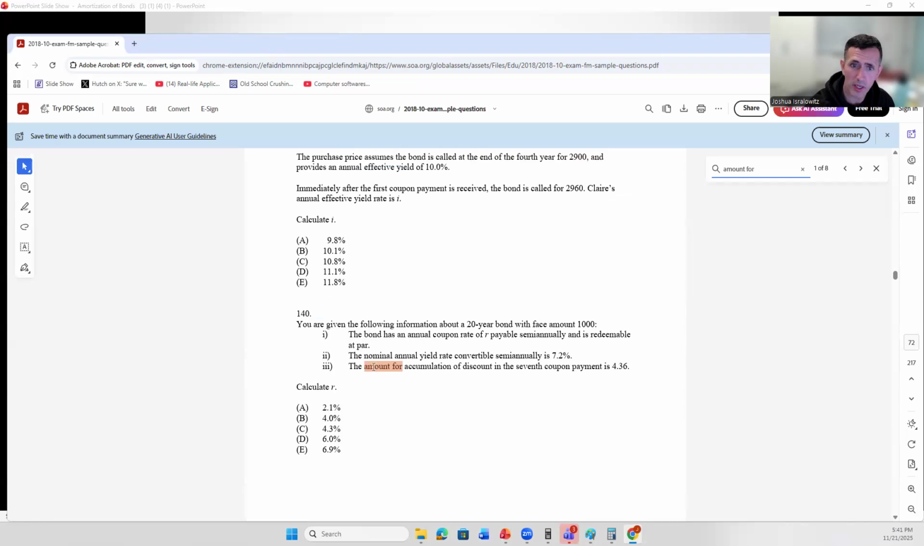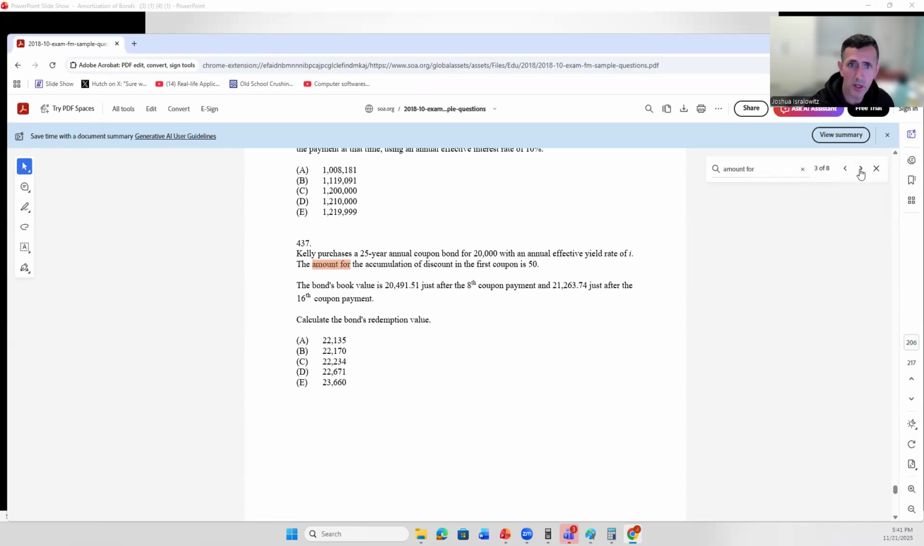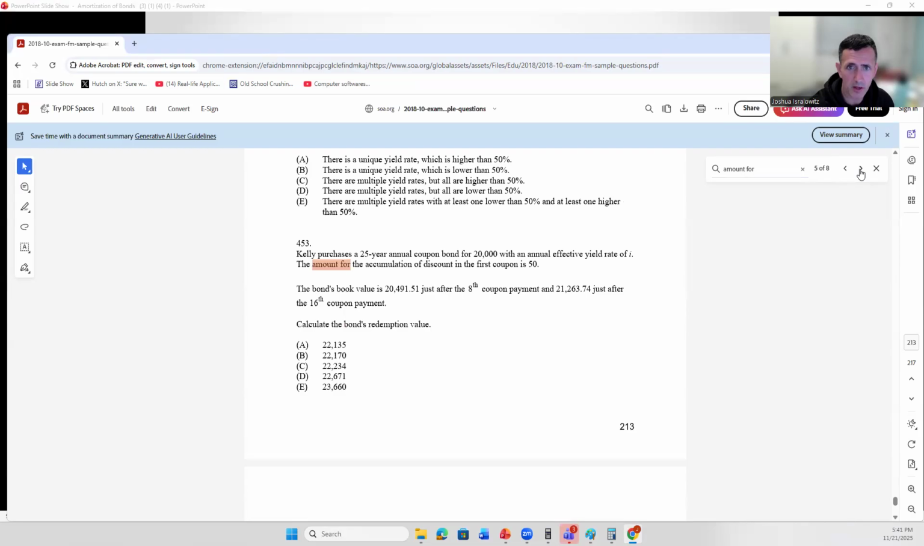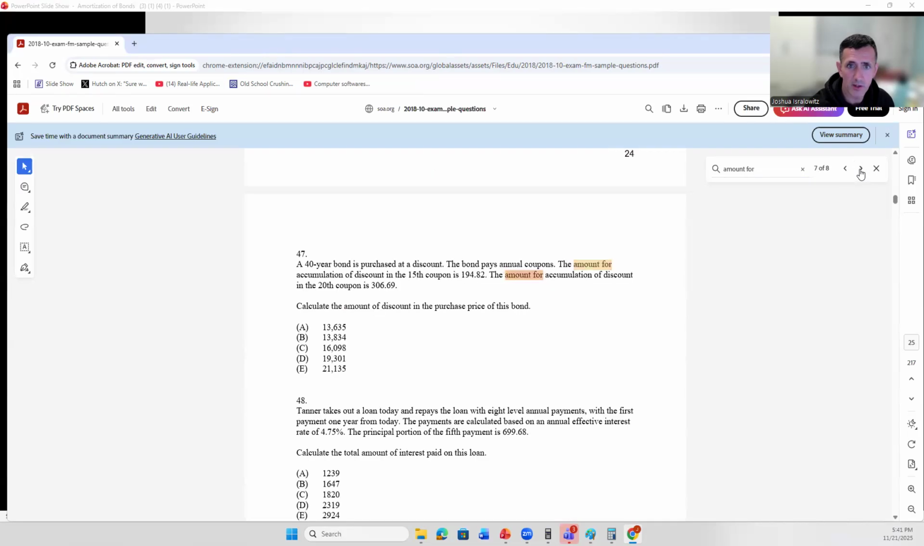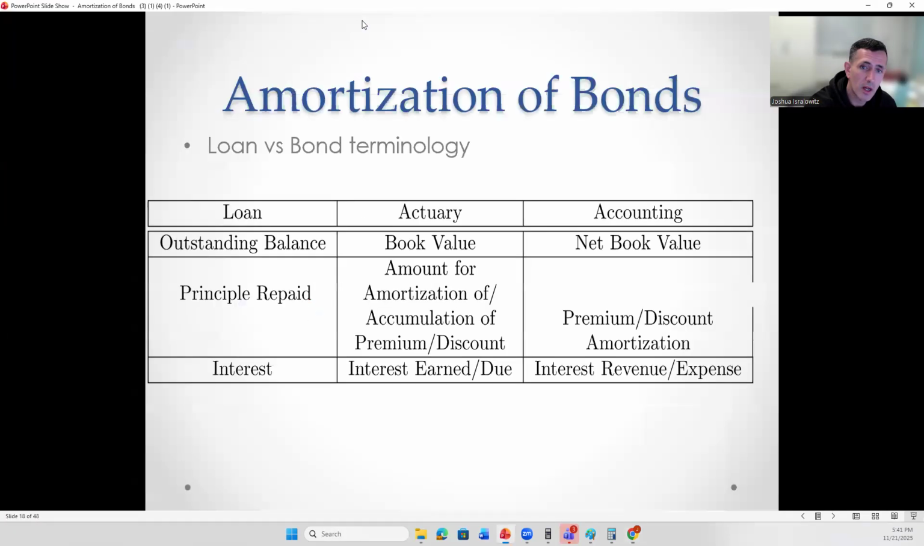Yeah. So like here, it's the amount for accumulation of discount. Here, it's the amount for amortization of premium, amount for the accumulation of discount, amount for accumulation of discount. And here's the amount for the amortization of premium. So you could see both of them, either one, be aware of that.